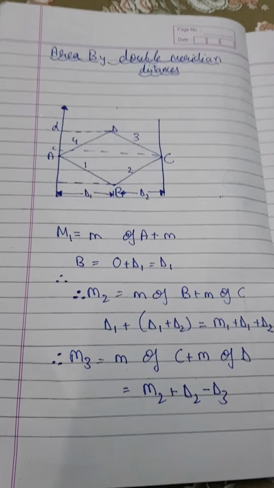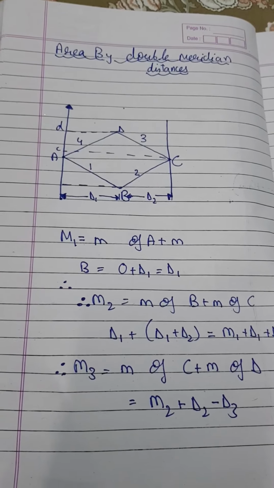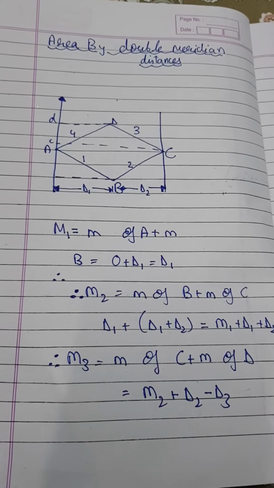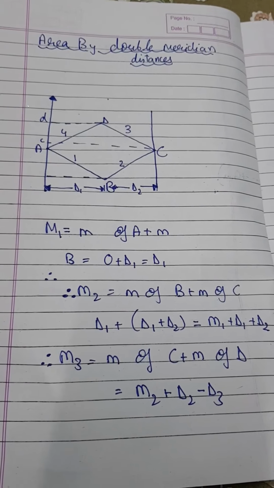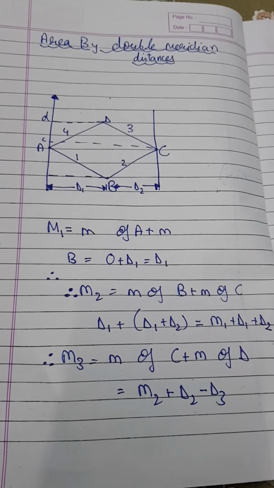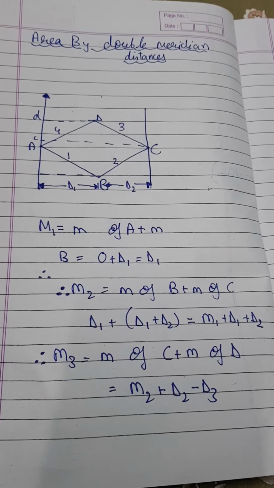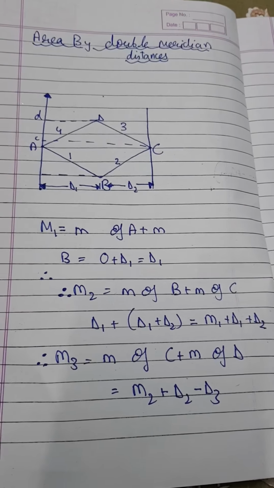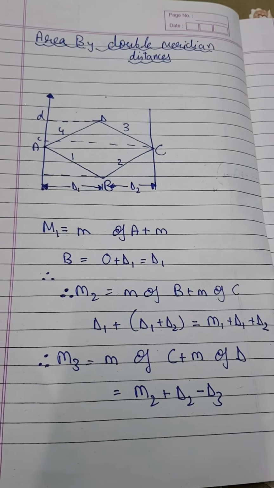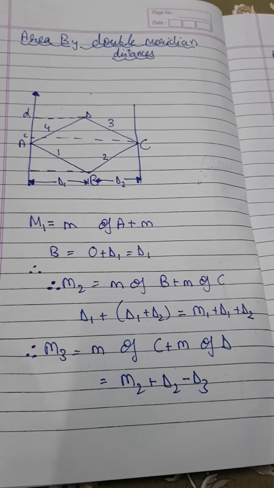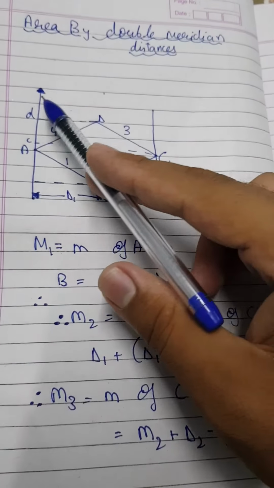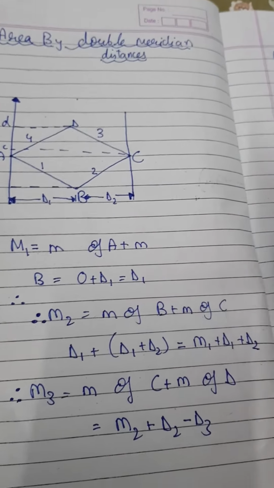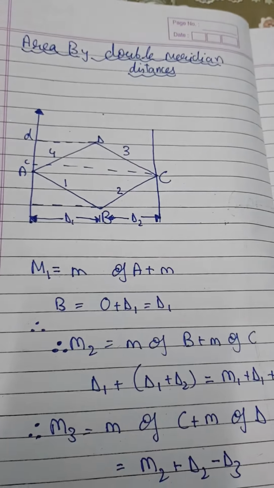Area by double meridian distances. This method is the most often used for computing the area of a closed traverse. This method is also known as the DMD method. To calculate the area by this method, the latitudes and departures of each line of the traverse are calculated. The traverse is then balanced. Let us calculate the area by double meridian distance in this figure only.